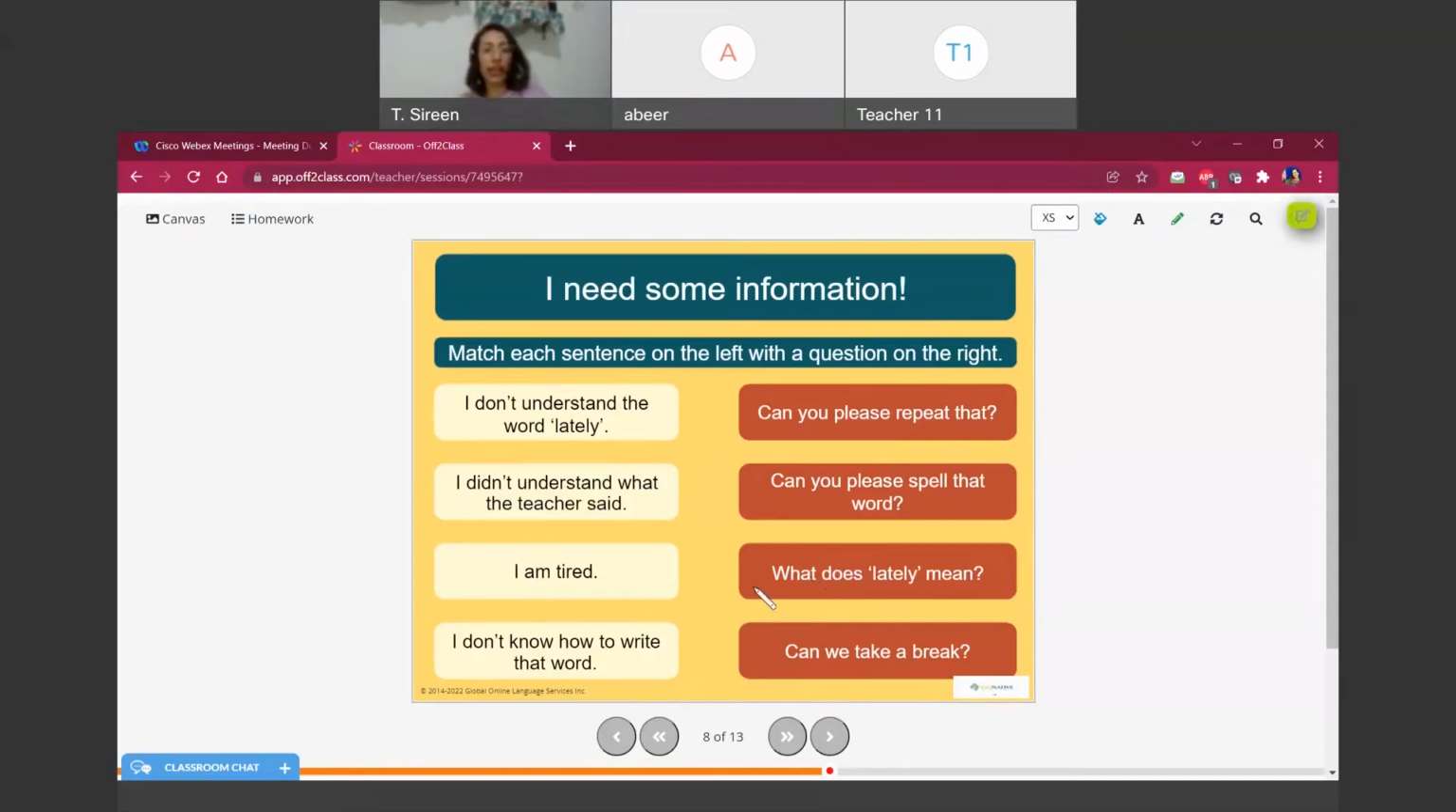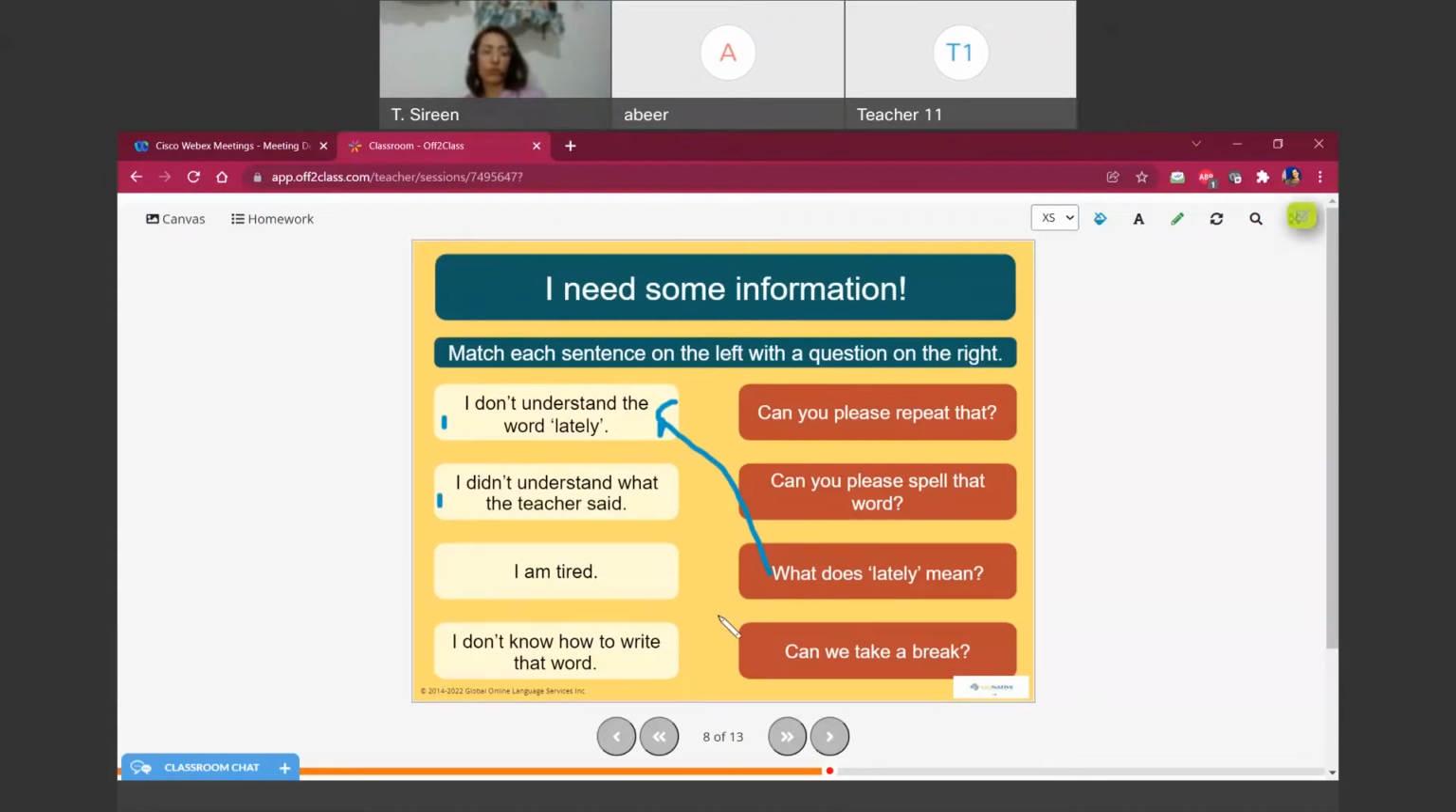And what shall I say? I can use, What does lately mean? Yes, for example, here lately or any word. So you can say, for example, to your students, if you are asking about a word, you may say, I don't understand the word such-and-such, or you can just say, what does such-and-such mean? Okay, continue, yalla. Number 2, so this is 1 and 2. I didn't understand what the teacher said.